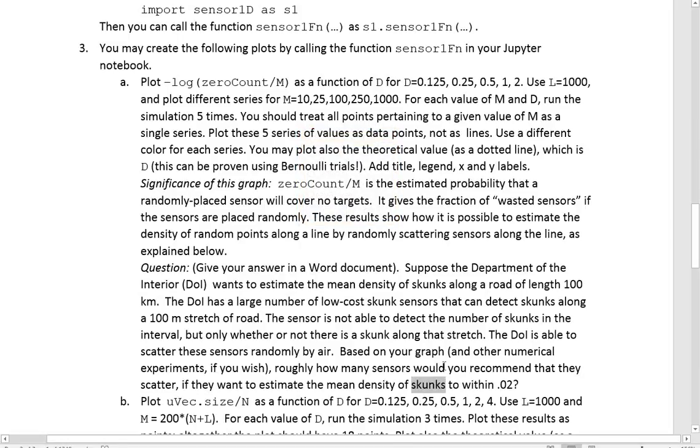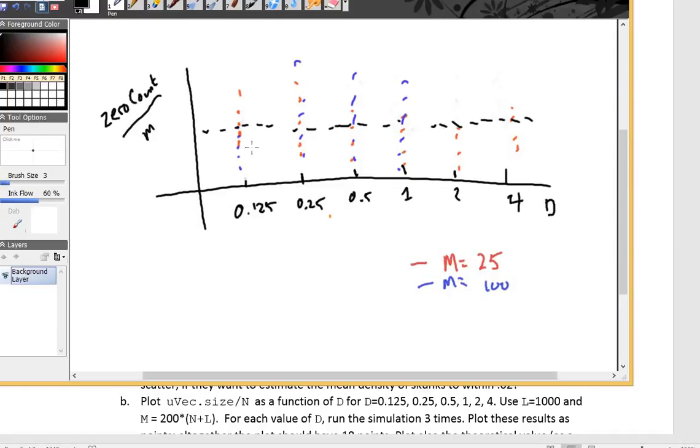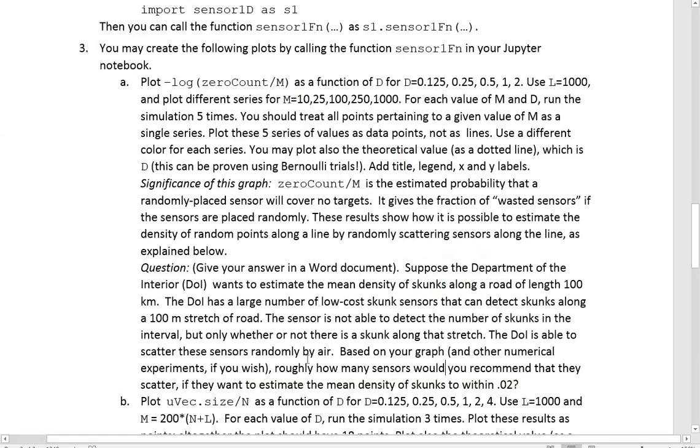All right, now, how are you going to tell this? Well, if you look at your graph, you can look at the scatter. You can see how many sensors you need in order to have less scatter. If there's a lot of scatter, then that number of sensors is not going to give you a very accurate estimate. So that's what you can look at.